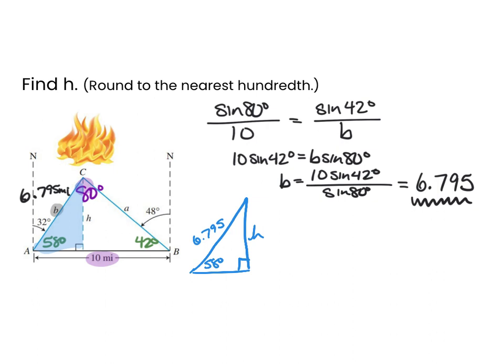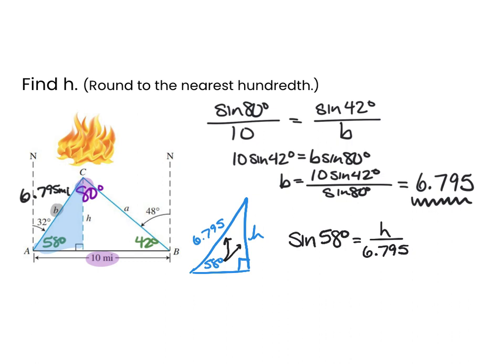Well, if we think about just plain regular trig, we want to know the opposite and we know the hypotenuse, which means that I'm actually going to be able to just do simple sine of 58 degrees is equal to the opposite, H, over the hypotenuse, which is 6.795. H this time does not stand for hypotenuse. Remember, it stands for the height, or this H value in the altitude of this triangle.